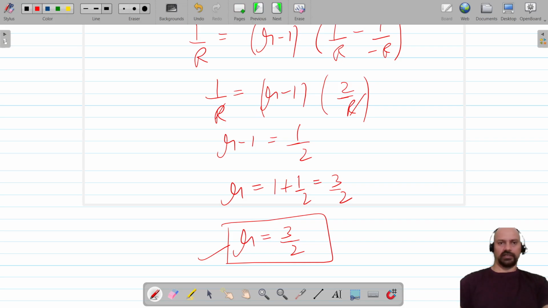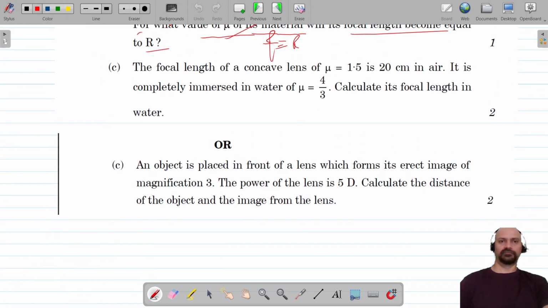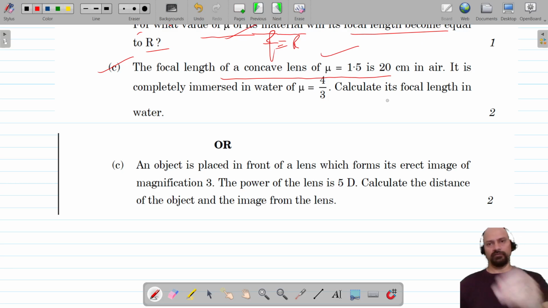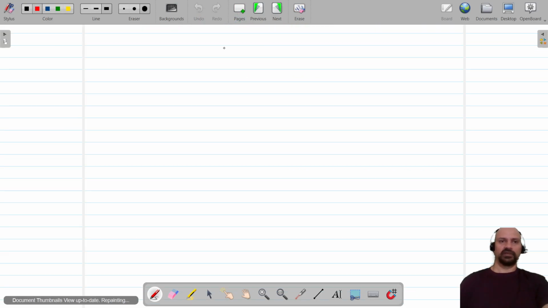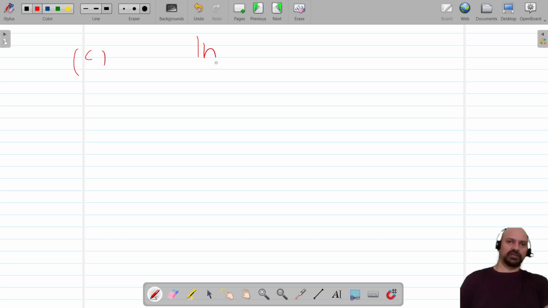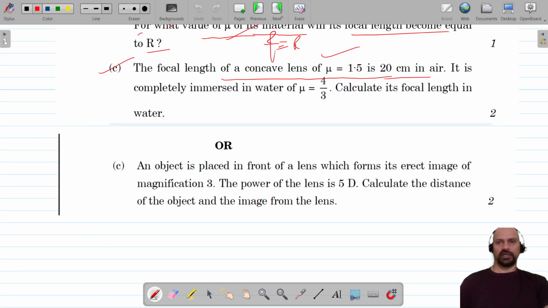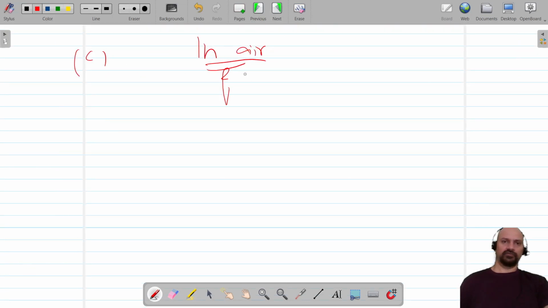Okay, next is part C. It was given that the focal length of a convex lens of refractive index 1.5 is 20 centimeter in air. So this is part C. In air, you are given the focal length and refractive index. So focal length is equal to 20 centimeter and refractive index is equal to 1.5, which is 15 by 10, equal to 3 by 2.